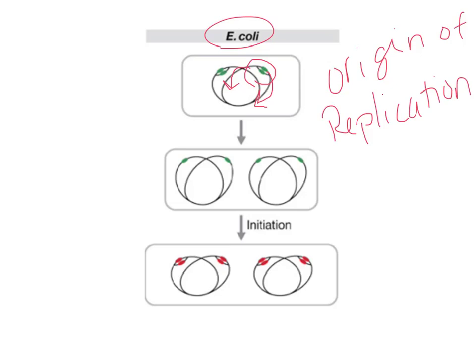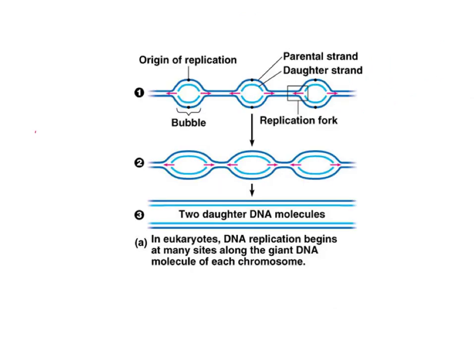Okay, so prokaryotic DNA replication, like I said, we're not going to focus on it really. I just need you to know that it attaches to the plasma membrane, forms that origin of replication, and it's replicated in both directions. So eukaryotic DNA is going to be a little bit different because eukaryotic DNA is so much bigger than prokaryotic DNA.